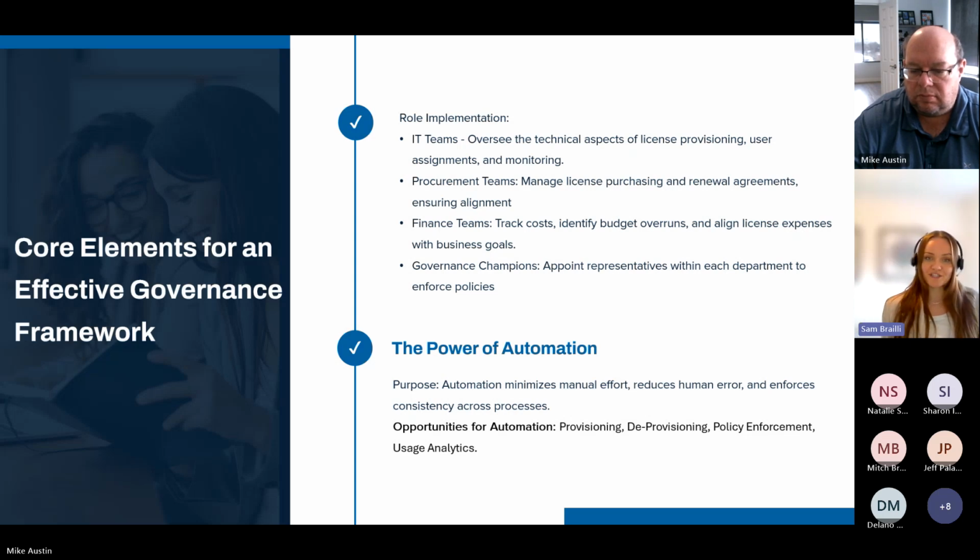We've got policy enforcement, which is monitoring tools that can automatically detect and respond to policy violations, reducing the need for that manual oversight. And then finally, we've got usage analytics. Analytical tools can help provide insights on how licenses are being used, help us spot trends, and then optimize allocations. So to sum up this section, building a robust governance framework involves setting clear policies, defining roles and responsibilities, and then harnessing those automations to streamline the process. And when these elements work together, we get better visibility, improved compliance, and also greater cost efficiency.